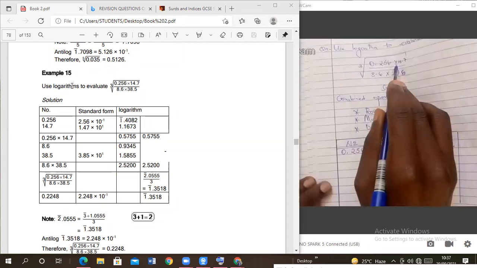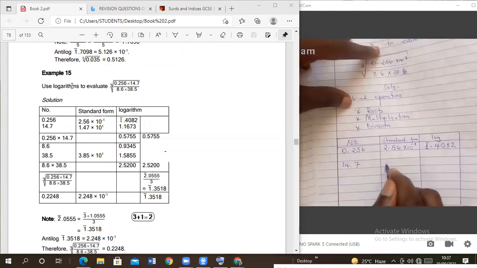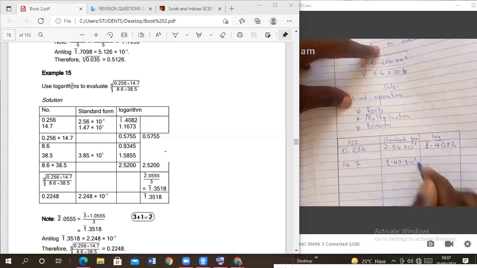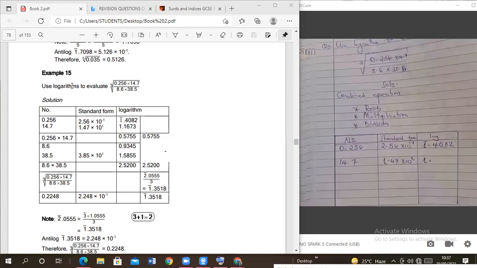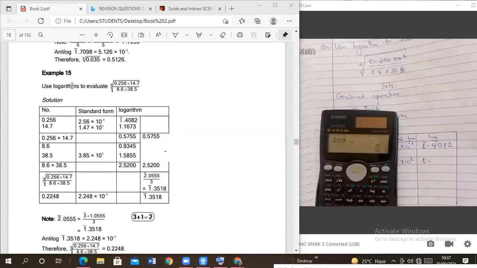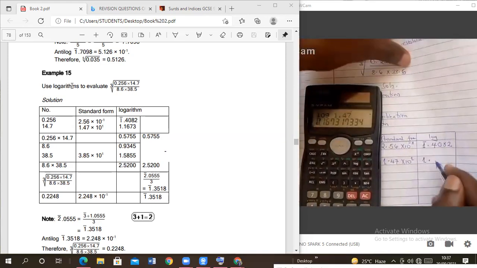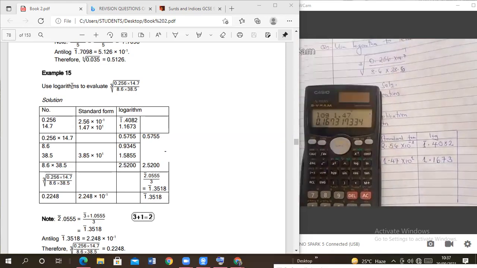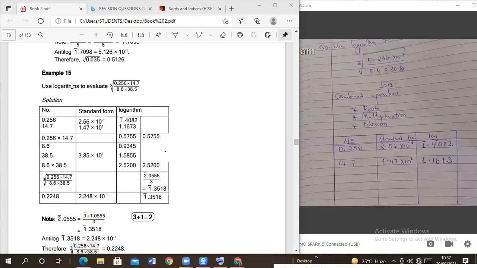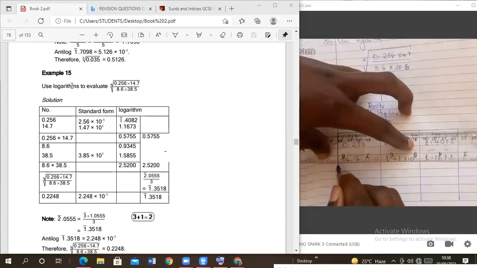We are multiplying. So 14.7. 14.7 in standard form is 1.47 times 10 to the power 1. So this one becomes 1 point. So what is the log of 1.47? You get 0.1673. That is our numerator. So we stop there first. We first simplify this one, okay?